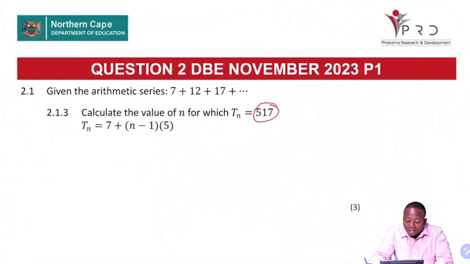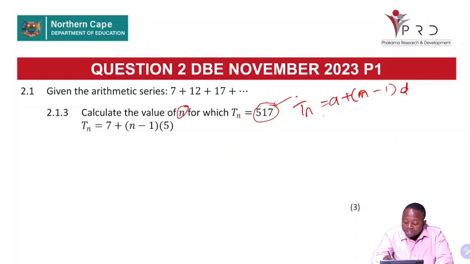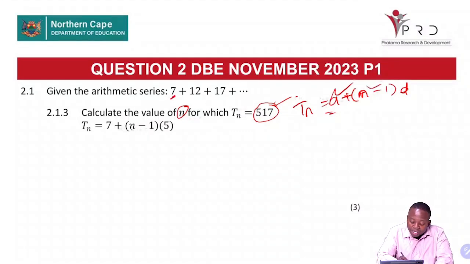Now we're proceeding. They say calculate the value of n for which Tn is equal to 517. So what are we given now? We are already given the Tn value. So what are we looking for? We're looking for n. So from our formula, Tn is equal to a plus (n minus 1) d. We have to find the general term first. Substitute a, which is 7. In the space of n, we keep n, because we're looking for that, n minus 1 in brackets. Then in the space of d, our common difference was 5.